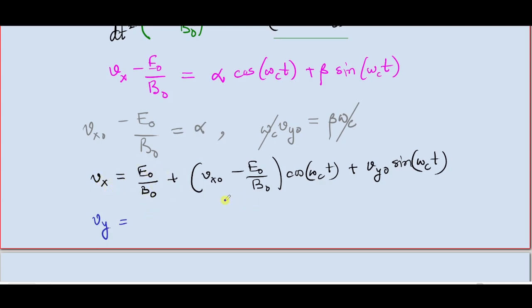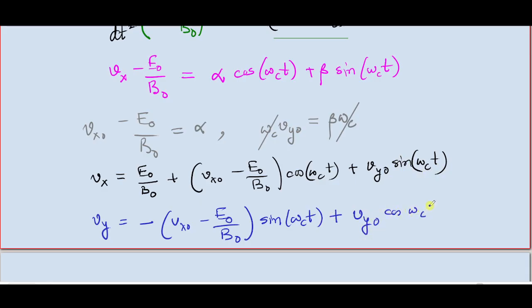So Vy is simply 1 by omega c times the derivative of Vx with respect to time. This gives you 0, as this is of course a constant. This will give you minus omega c sine omega ct on differentiation, but division by the omega c will give you minus Vx0 minus E0 by B0 into sine omega ct. And similarly, this will bring an omega c out. On differentiation, this sine will become cos. Division by the omega c to get Vy will give you Vy0 cosine omega ct.